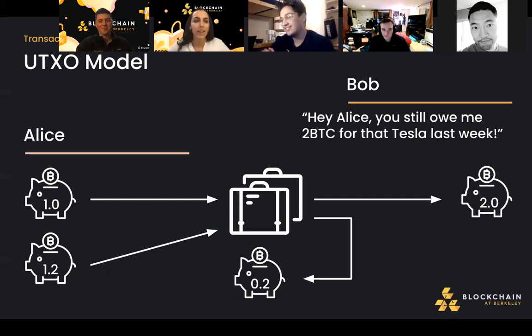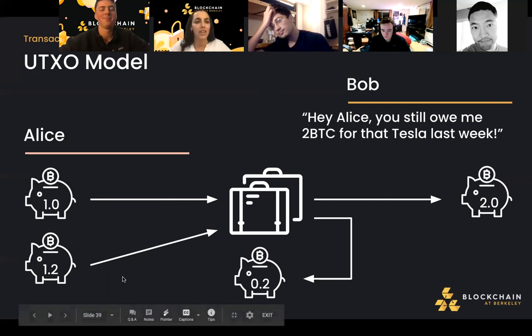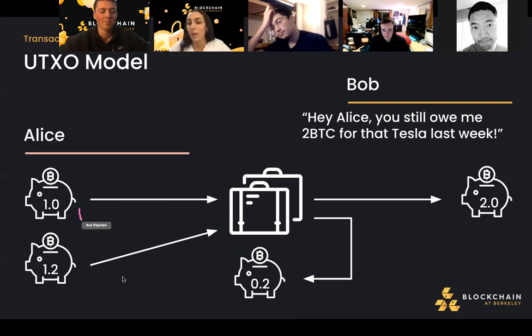So Alice says, okay. She puts in her 1 Bitcoin UTXO and her 1.2 Bitcoin UTXO. And so I'm actually going to annotate right now. So we can say that this is piggy bank 1 and this is piggy bank 2.